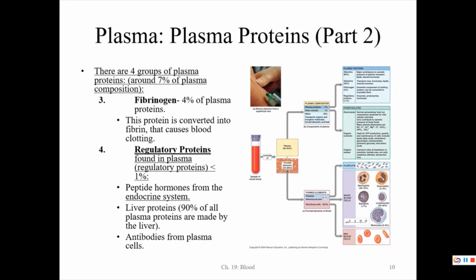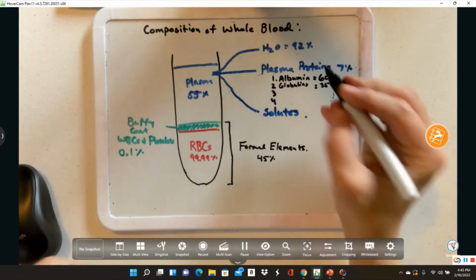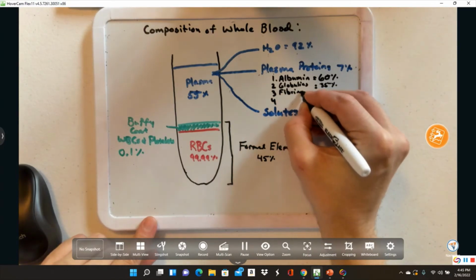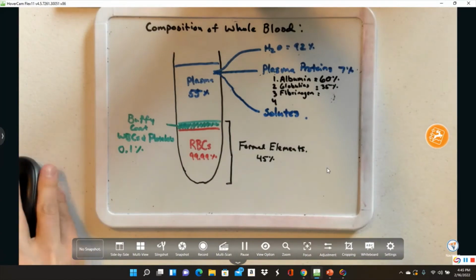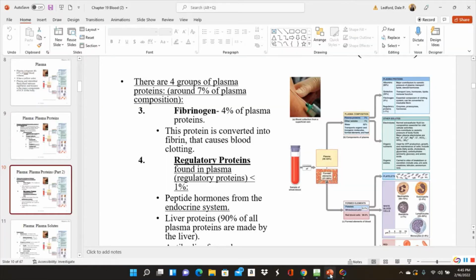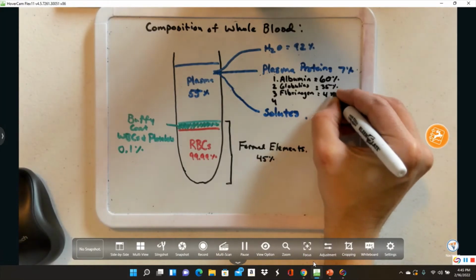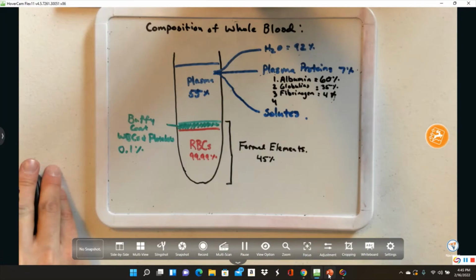Then we need to get fibrinogen. Now, fibrinogen is 4%. Now, fibrinogen. When you see the suffix gen, what I want you to think of is it's got to be activated. Okay, so we said it's 4%.